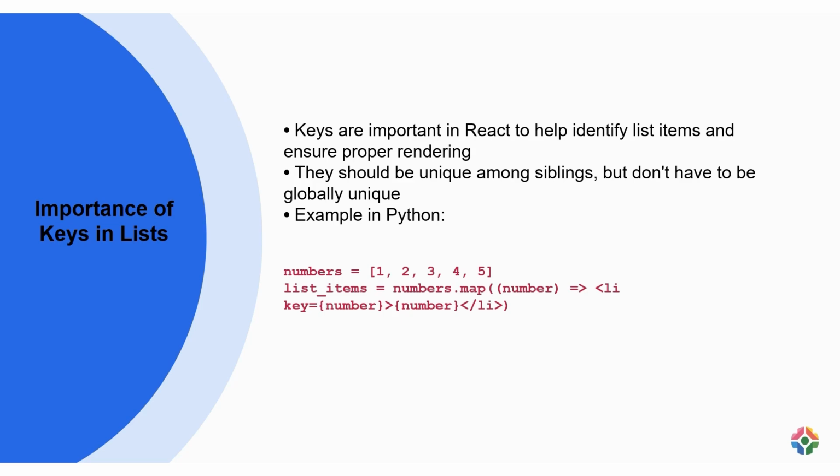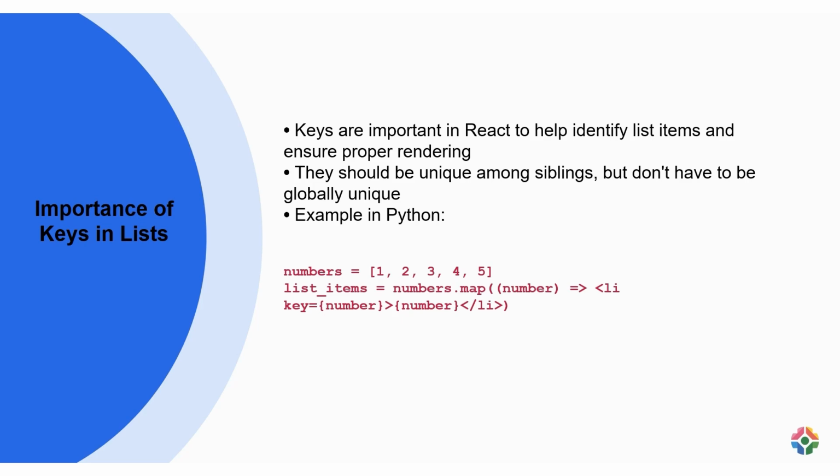For instance, consider a scenario where a list contains repeated values, e.g. 2, 2, 3, 4, 5. In this instance, providing unique keys for each element would prevent rendering errors. To illustrate this concept practically, let's delve into the provided example.